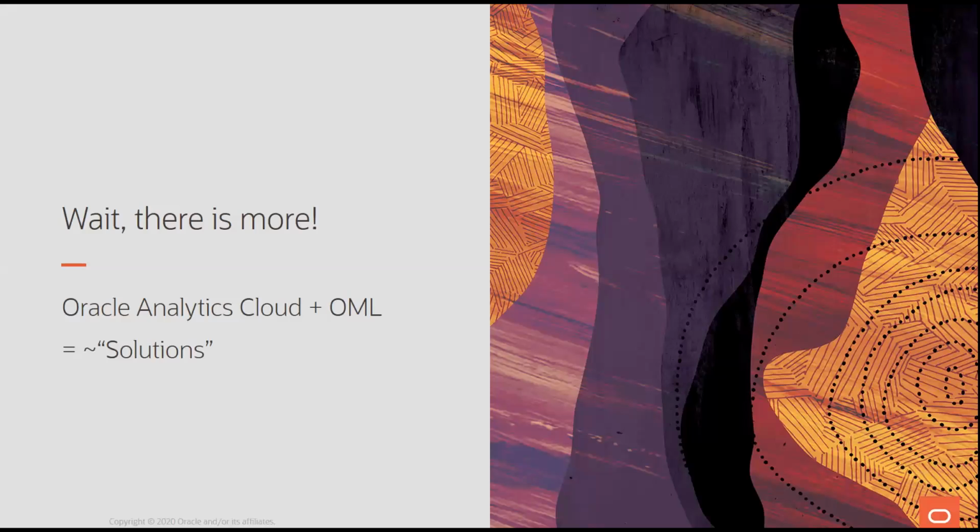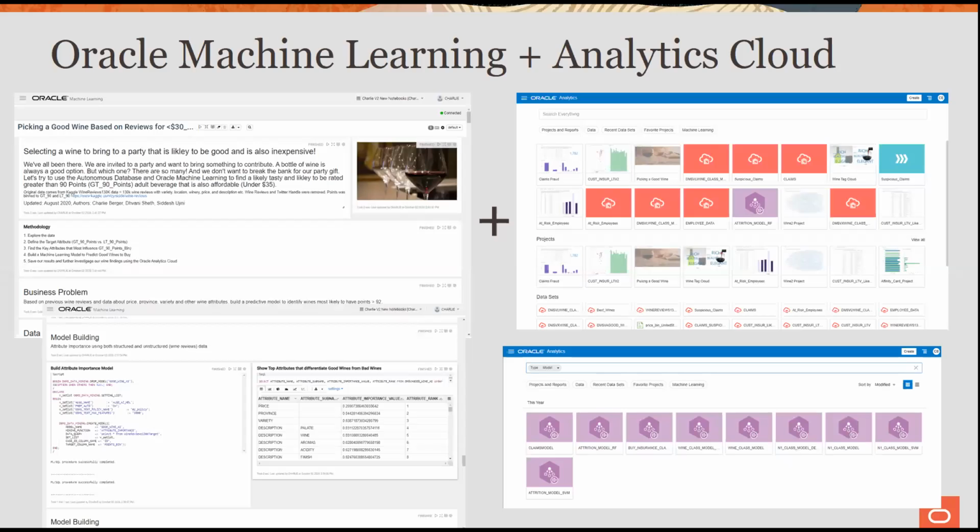And we have this wonderful integration between Oracle Analytics Cloud and Oracle Machine Learning. So we've got the notebook over here, and we've got Analytics Cloud over here that can talk to the stuff in the notebook. You can talk to all those results in the database. And so at this point, I'm going to hand it over to Siddesh, who's going to continue on and show us how to pick a good bottle of wine. Take it away, Siddesh.